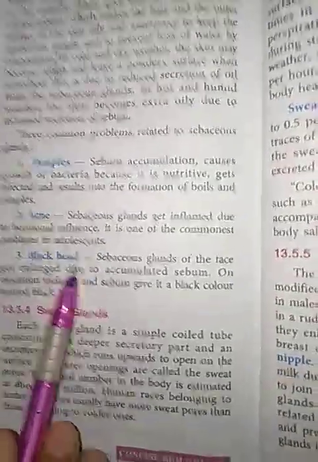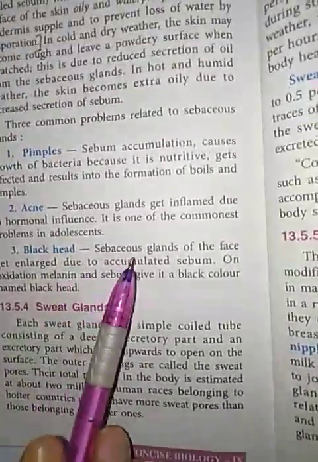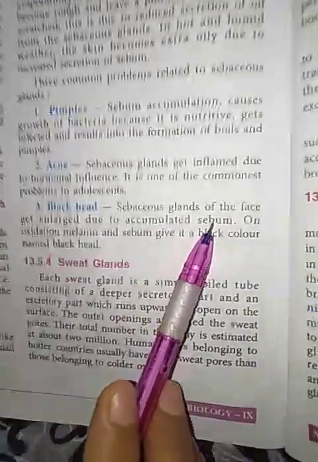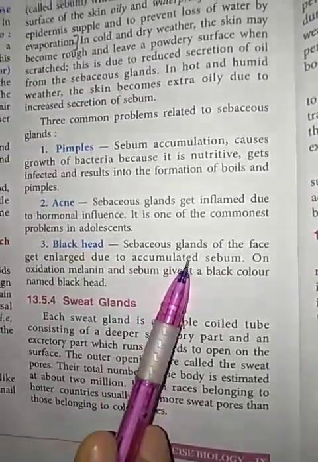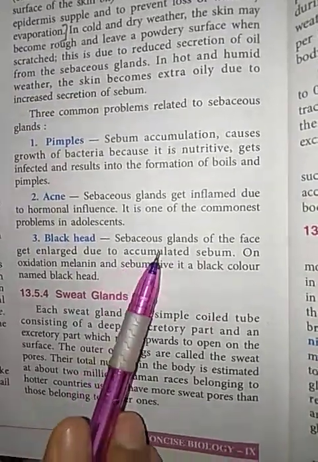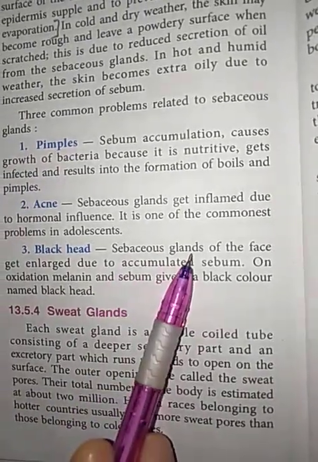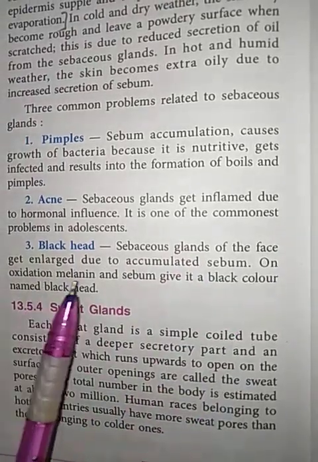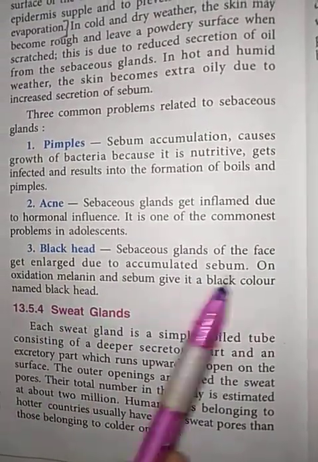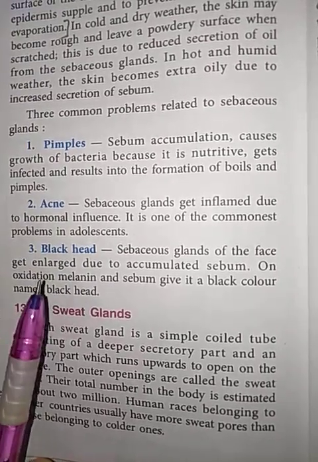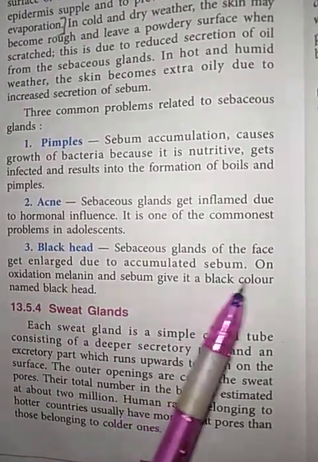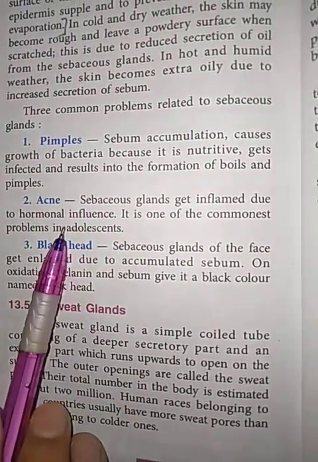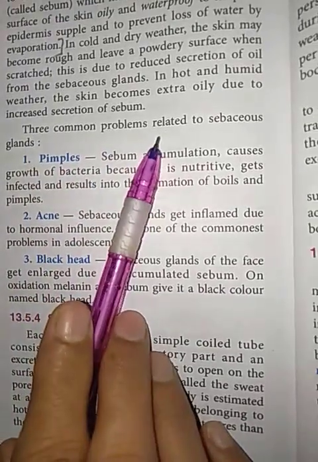Then the third problem is the blackhead. Blackhead means when the sebaceous glands of the face get enlarged due to the accumulated sebum. Means when the sebum gets accumulated at one spot, the sebaceous glands at that spot get enlarged, and when they get enlarged, they come in contact with the air, and on coming in contact with air they get oxidized, and then the melanin and sebum give it a black color, which is known as the blackhead. So it is all about the problems of the sebaceous glands.